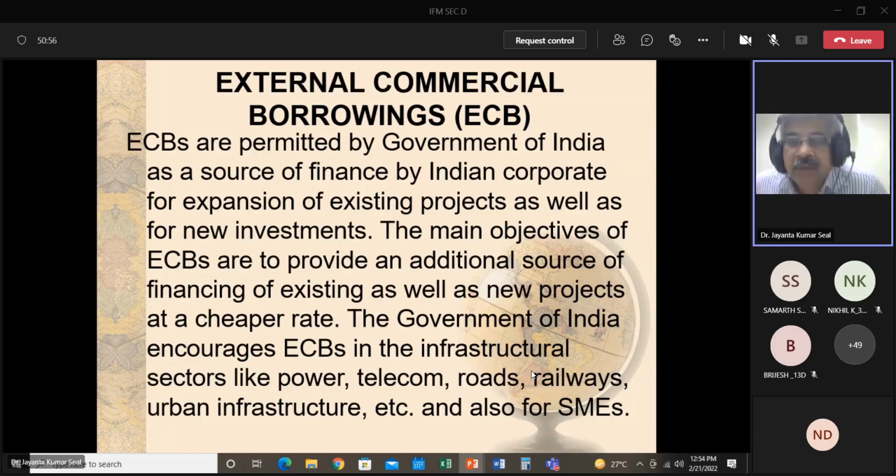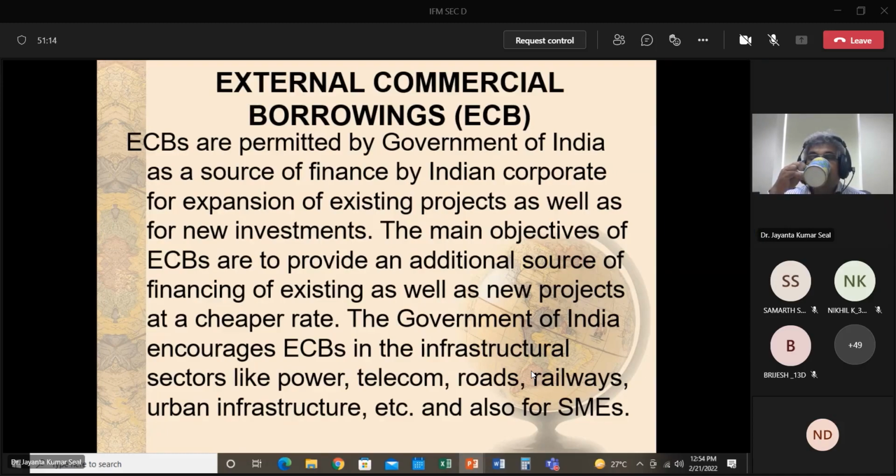Though it is written at the end that SMEs can also use it, it is actually not possible for small businesses to borrow in the overseas market. There are a lot of restrictions, rules and regulations which you have to follow. So it is normally the big corporates which borrow in the overseas market, either for their existing project or for new investment. It also provides an additional source of financing at a cheaper rate.